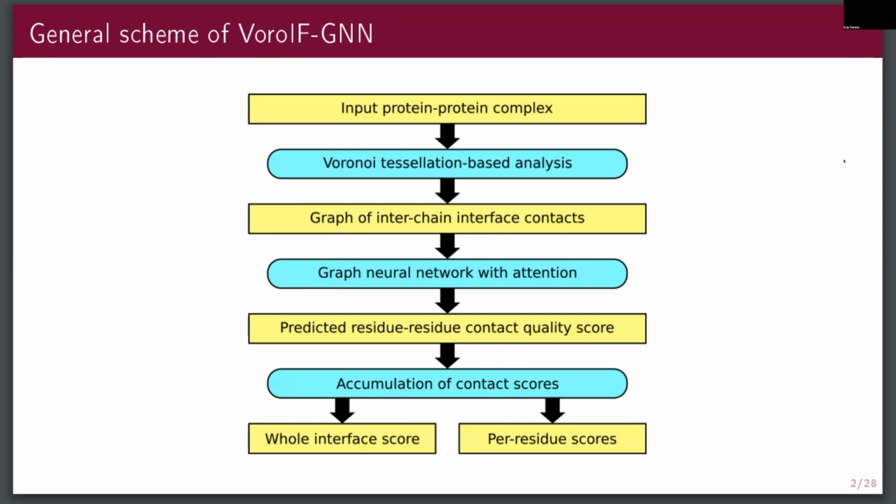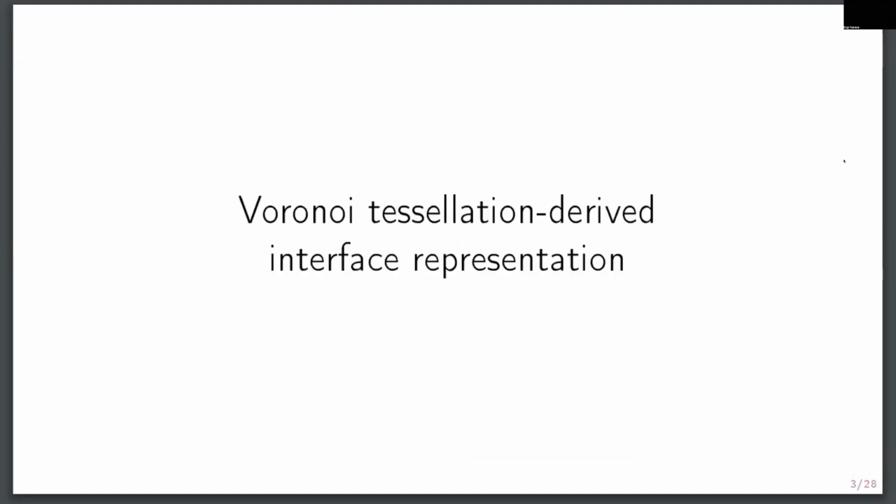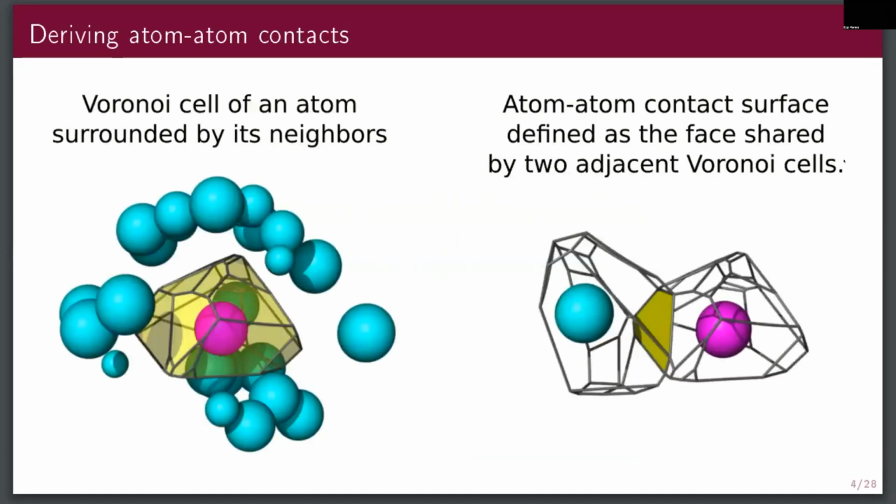It accepts protein-protein complex structure, performs tessellation-based analysis, and derives an interface graph from it, and then uses a graph neural network to predict per contact quality scores. Those scores then can be accumulated into whole interface score and per residue scores. So firstly, I will talk about how we use Voronoi tessellations to describe interfaces.